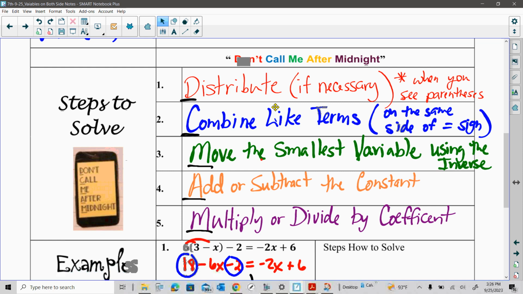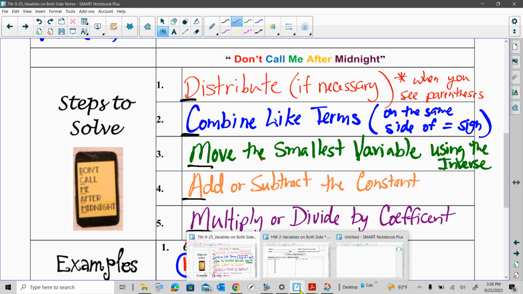We use 5 steps. If I see parentheses, I will distribute. And then combine like terms, making sure it's only on the same side of the equal sign. That's why I put that line, to keep things separated. The left side gets combined like terms versus the right side. Then we're going to move the smaller variable first using the inverse, meaning doing the opposite to eliminate the smaller.